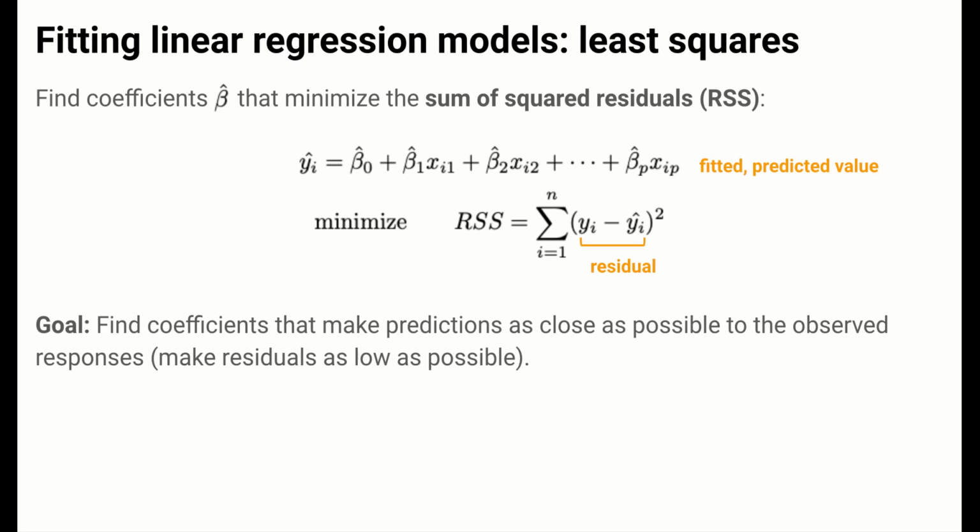So, to motivate what is being done in the LASSO method, recall that the computational method used to find the beta coefficients in linear regression models was called least squares. In least squares, we find the values of coefficients that minimize a quantity called the sum of squared residuals, or RSS. A residual is the difference between the observed value of the response variable and the value predicted by the model. In minimizing the sum of squared residuals, the goal is to find coefficients that make our predictions as close as possible to the observed responses.